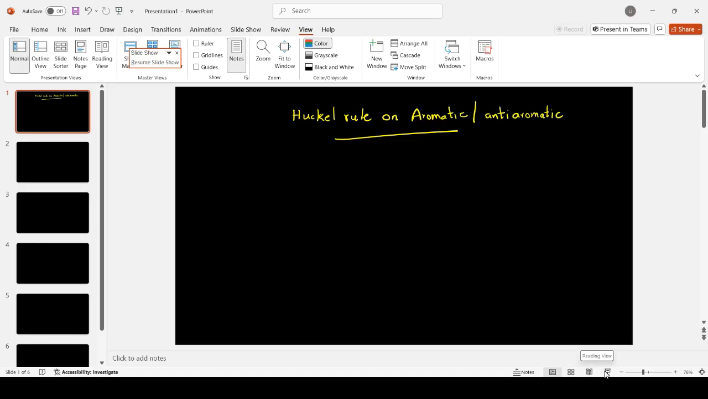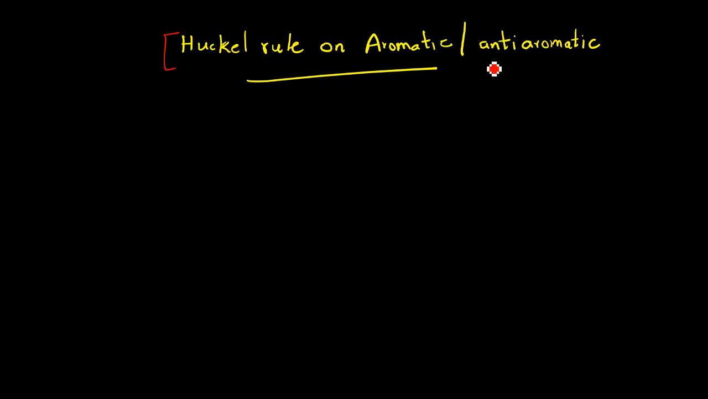Now let's see how we can apply this Huckel rule on particular compounds, to determine whether the compound is aromatic or anti-aromatic. The first thing is you need to draw the particular structure, right? So let's take an example. The first thing you have to look at when you are applying the Huckel rule is that your compound must be cyclic. As an example, it should be like this. Your compound should be in a cyclic array.